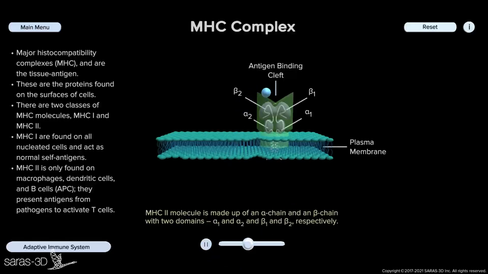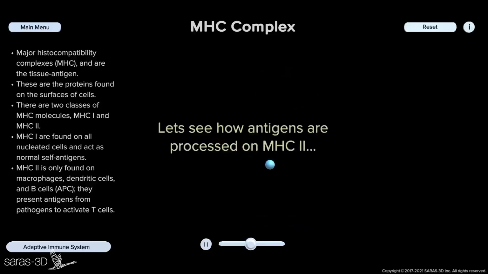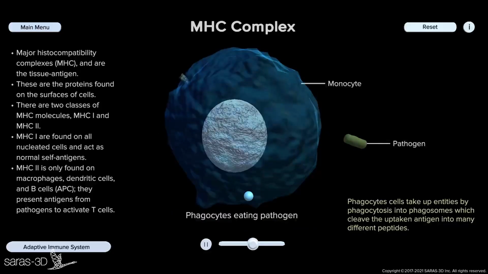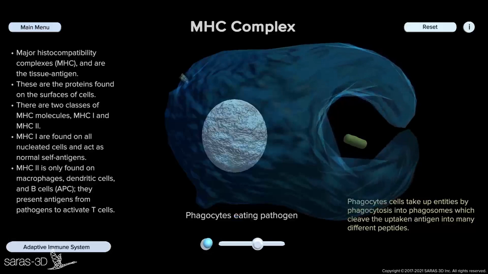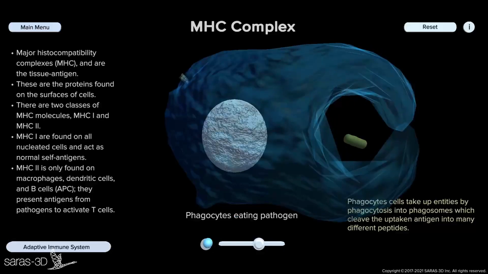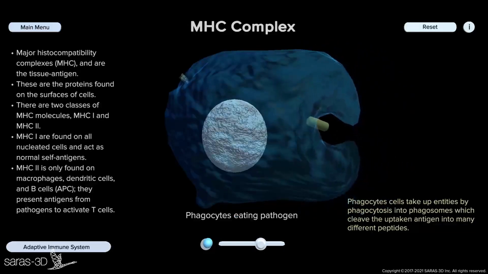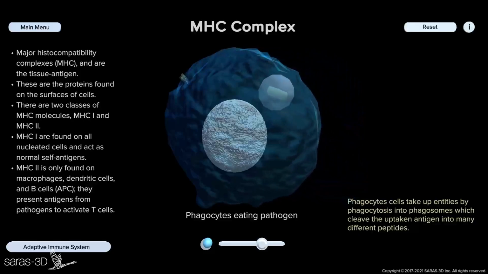And then after the combination of two chains, they form an antigen binding cleft where the antigen is being presented. So let's see how these antigens are processed in the class 2 MHC molecule. After the pathogen is phagocytosed, it is broken down and results in peptide fragments in the phagosome.